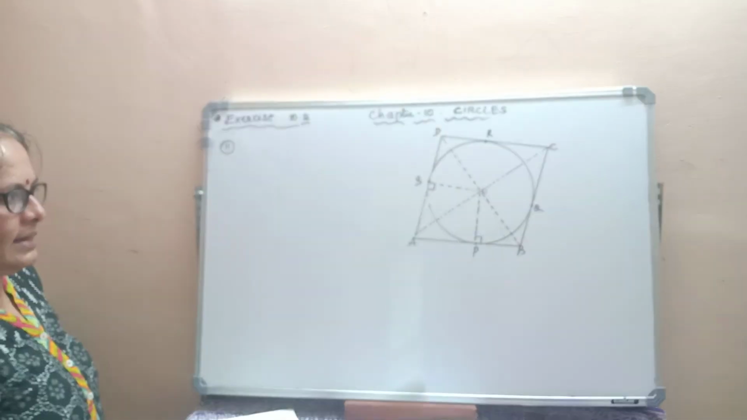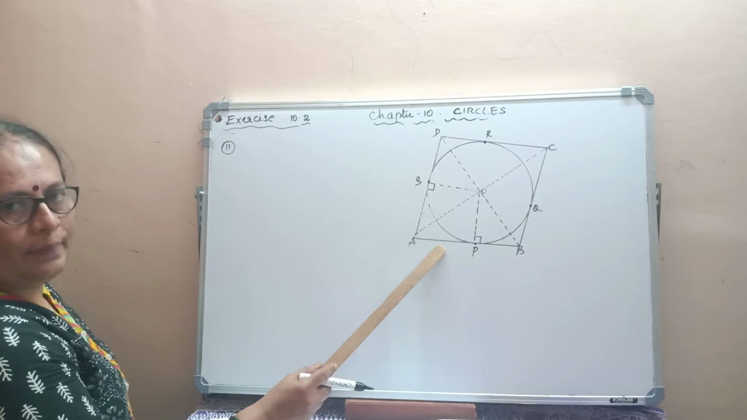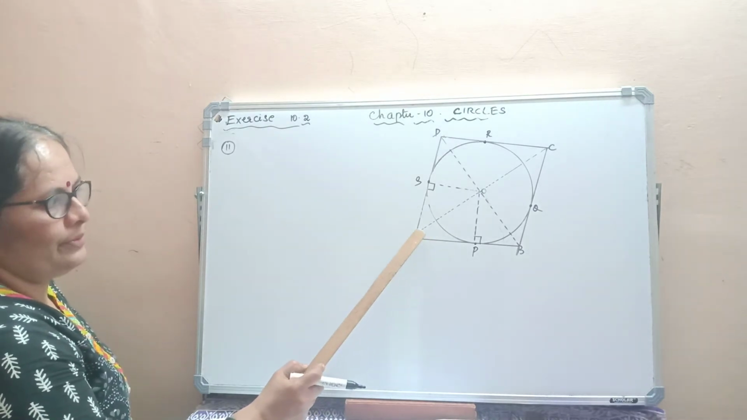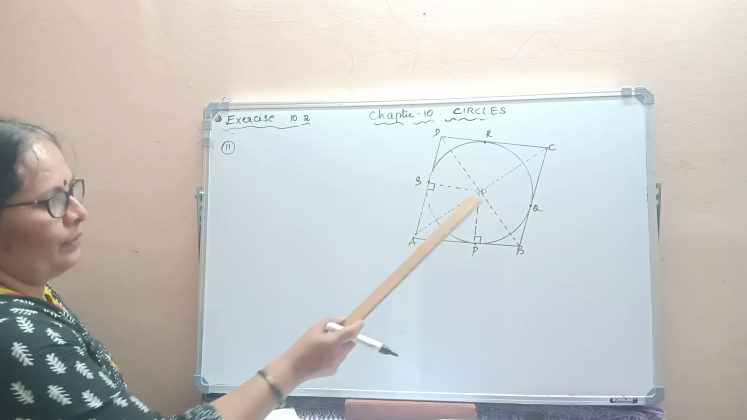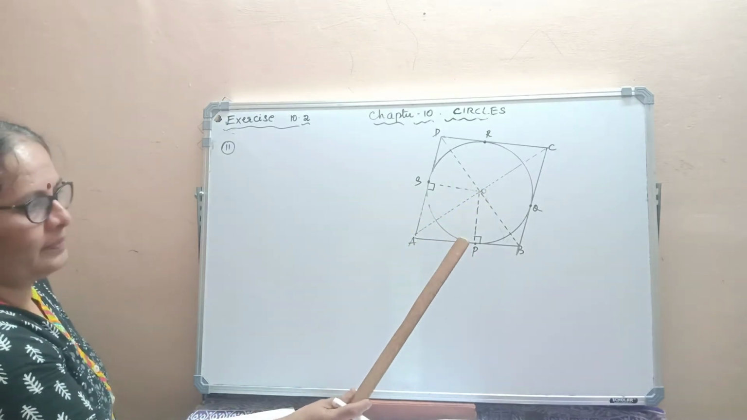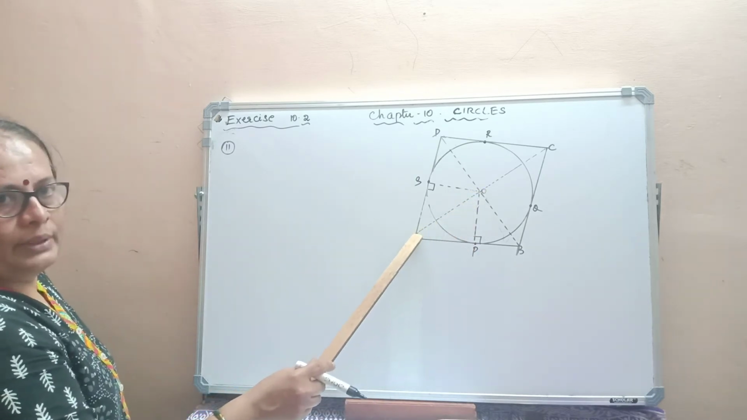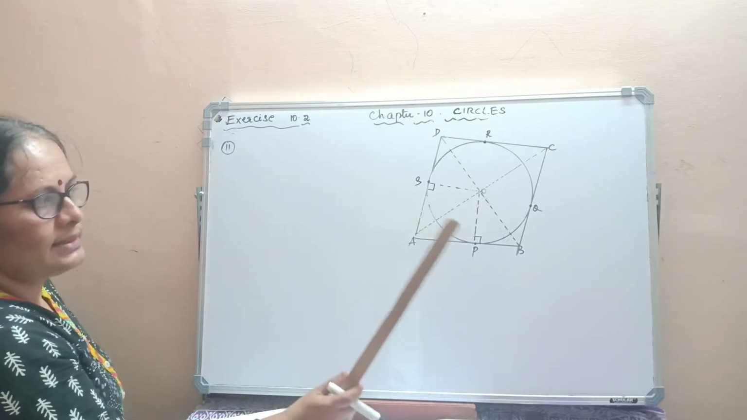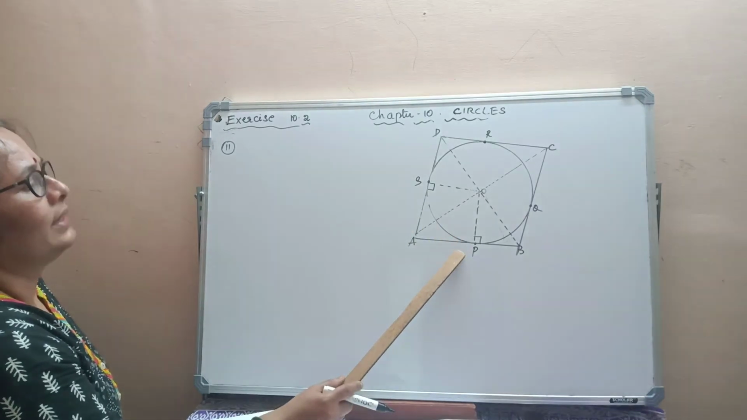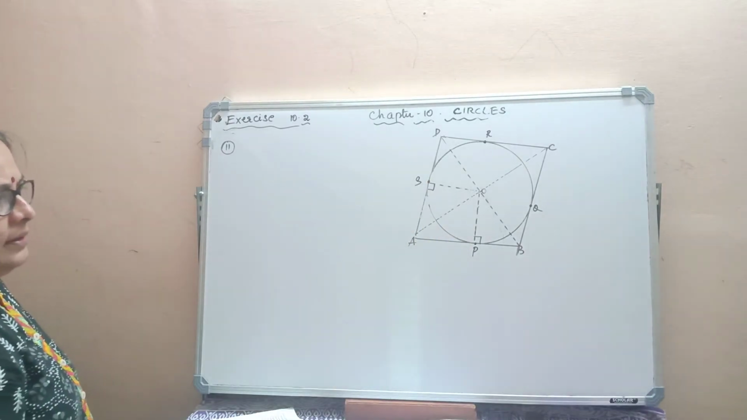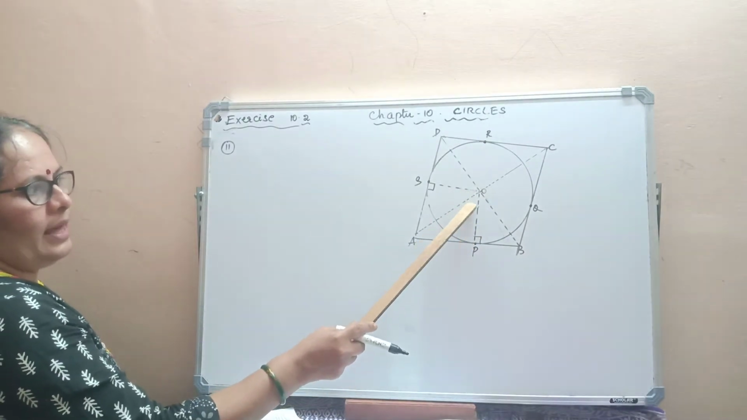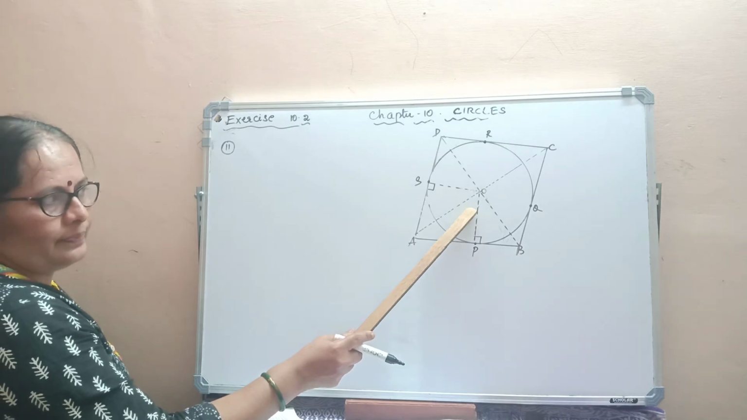Now see here in these two triangles, that is AOS and APO, AS is equal to AP because tangents from external point to a circle are equal in length. OS equals OP, radius of the circle. AO is common, so these two triangles are congruent. When these two triangles are congruent, then these two angles will be equal.